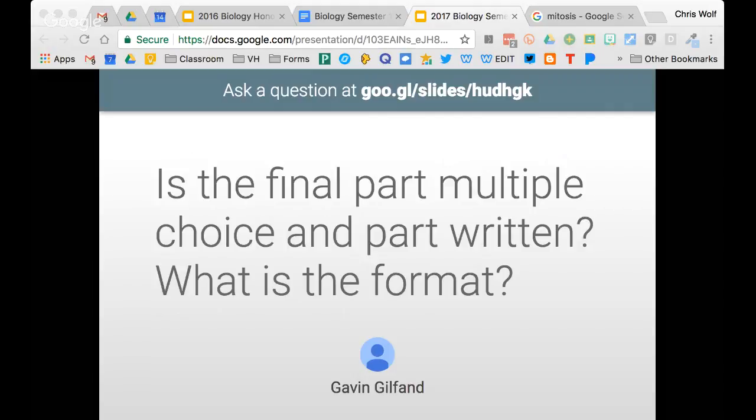Was the final part multiple choice and part written? What is the format? It is roughly between 40 and 50 multiple choice questions, and there are probably going to be around 2 or 3 written questions. So it's about the same format as all of the other tests you have taken, just a little bit longer, because one, it's a final, and two, you've got 90 minutes to take it. So that's going to be the format of the final exam.